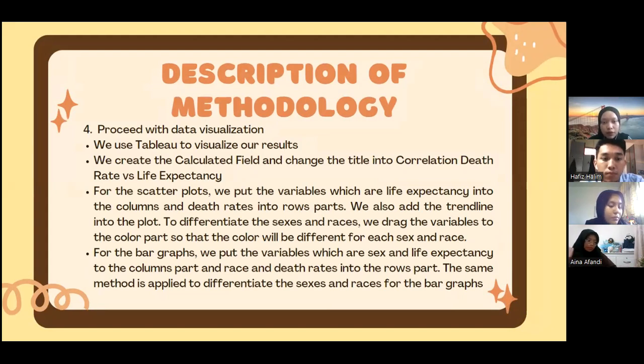For the scatter plot, we put the variable life expectancy into the column part and death rate into the row part. We also add the trend line into the plot. To differentiate the sexes and races, we drag the variables to the color part so that the color will be different for each sex and race.